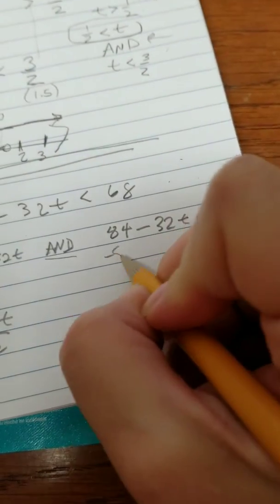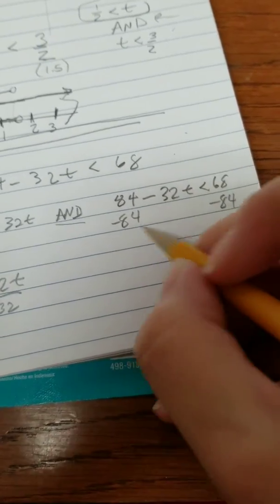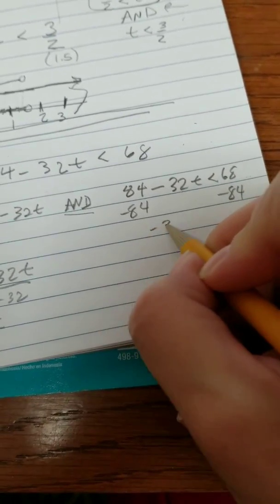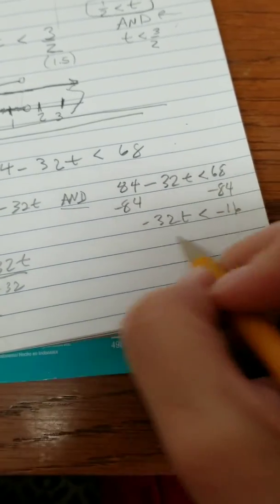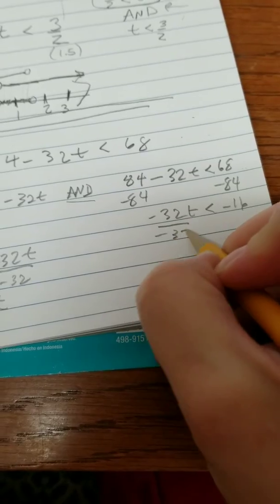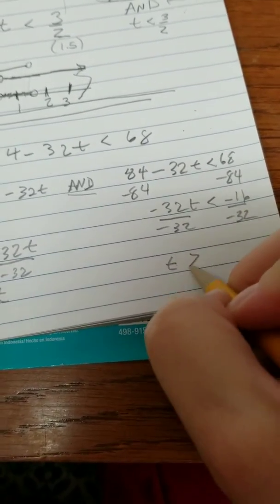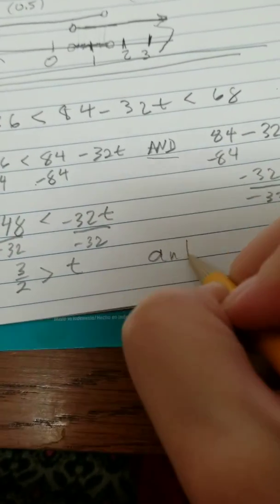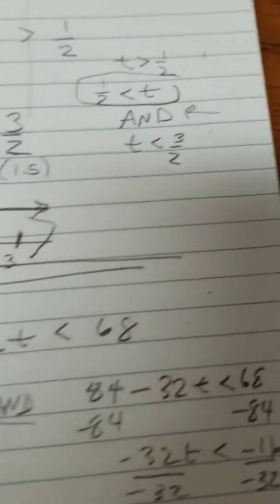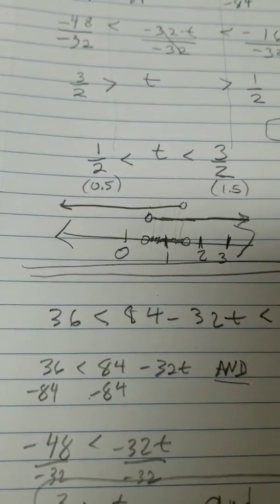And then just to be thorough, doing this once more, subtracting 84 from both sides, we get negative 32t is less than negative 16. Dividing by that negative 32 on both sides, I get t is greater than 1/2, and that "and" is still hanging out with us. So notice that that does end up giving us the same solution that we had seen here, as well as when we did it as a compound.